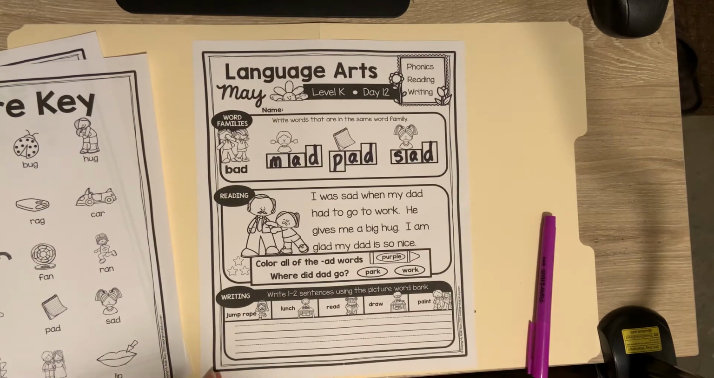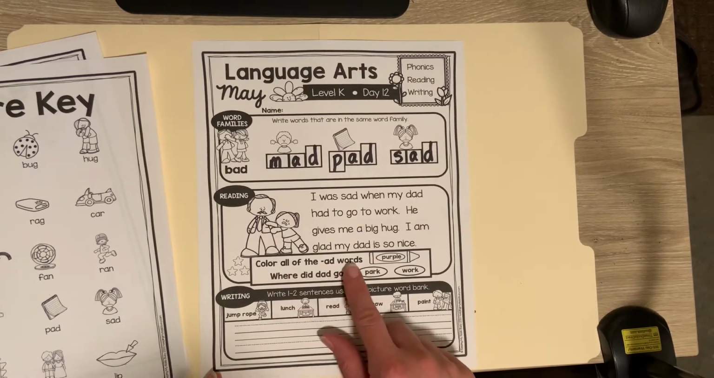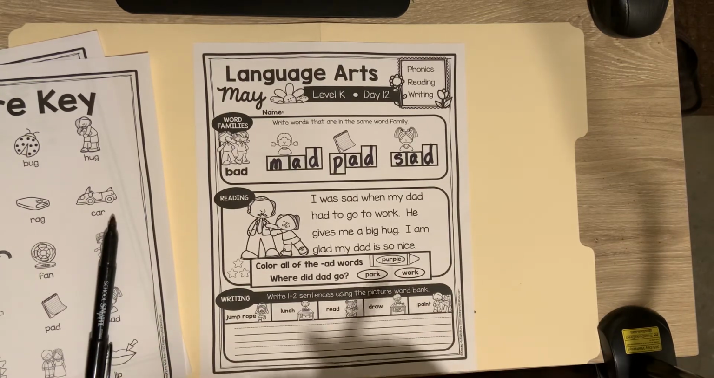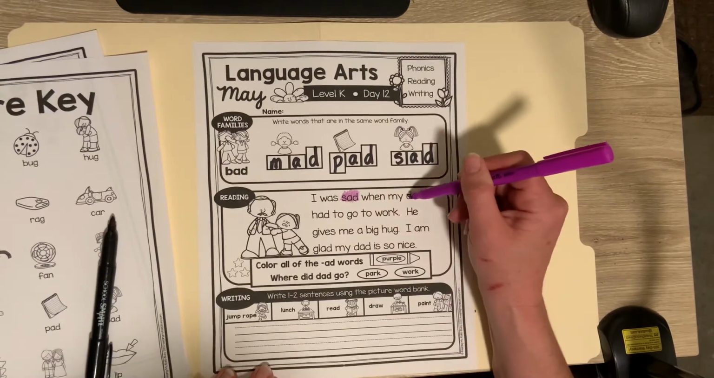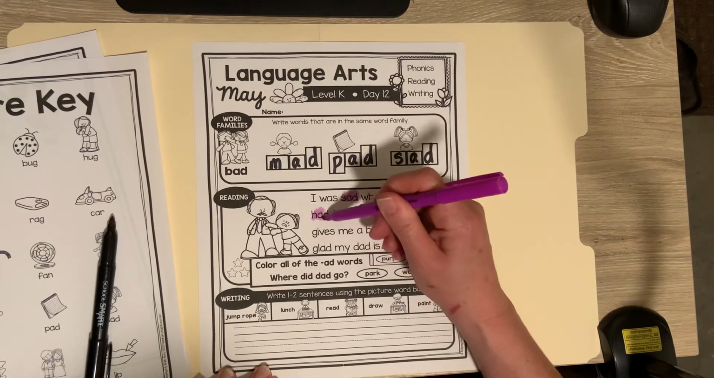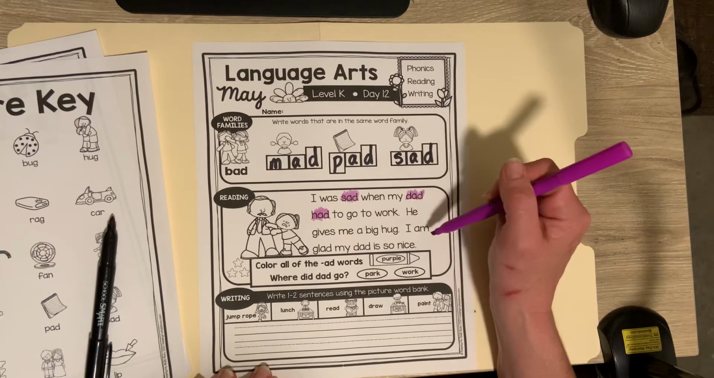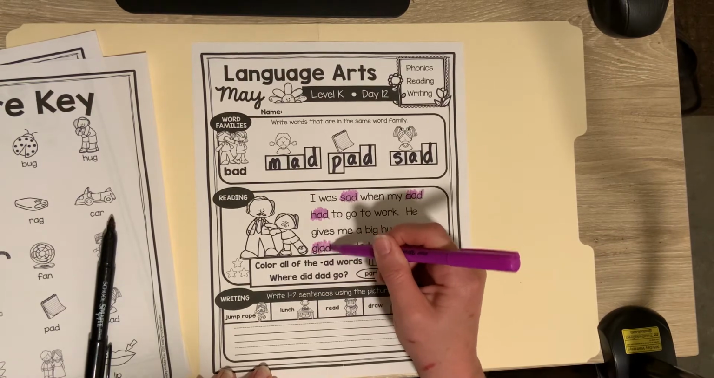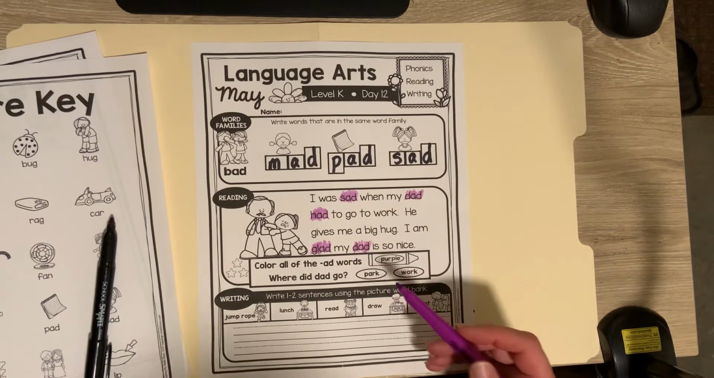I liked that. I have my purple marker ready to go because it says color all of the AD words purple. So let's do that. Sad. Dad. Had. Big hug, nope, am. Ooh, how about glad? And dad. All right, we colored all of our AD words purple.